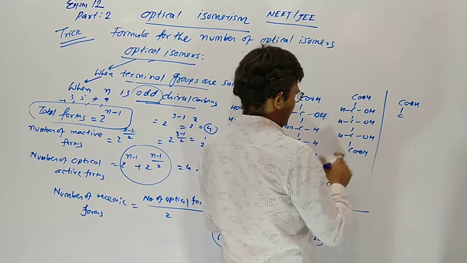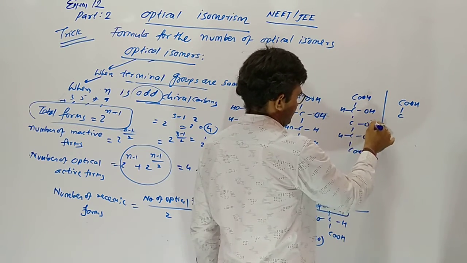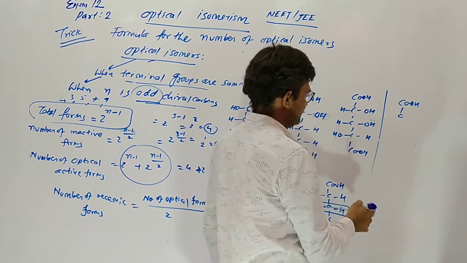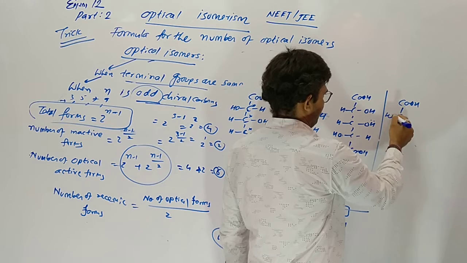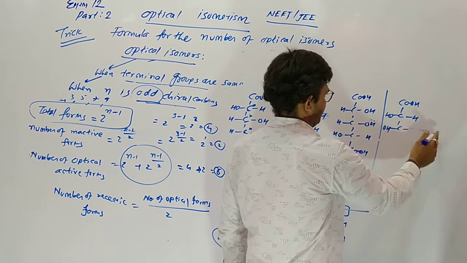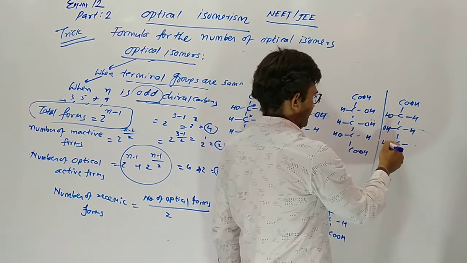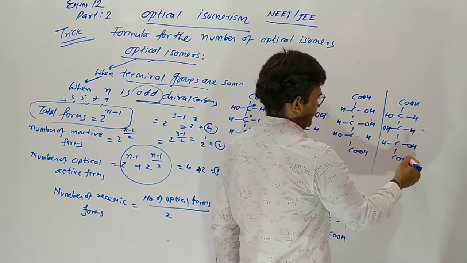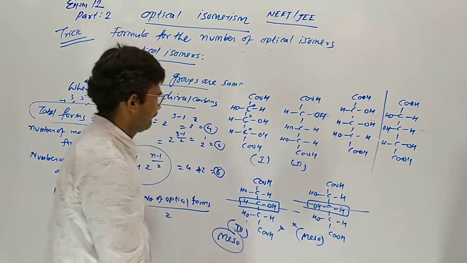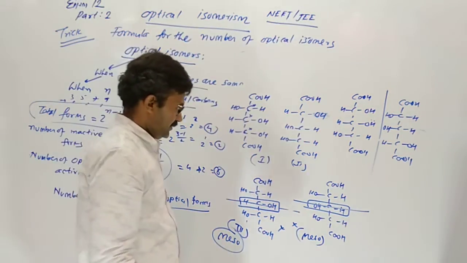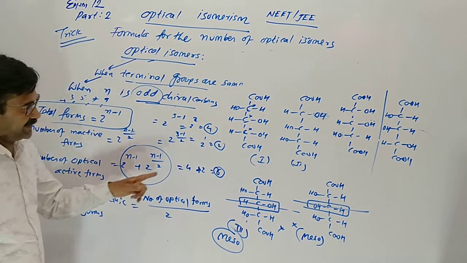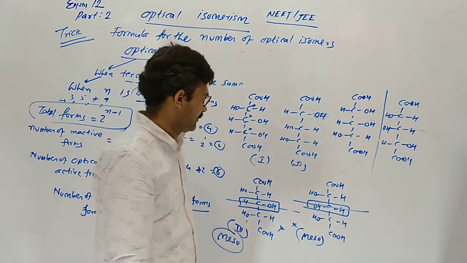No, this is meso. Here is OH and H. So this is not a mirror image. OH, H. Here is H, OH and COOH. 1, 2, 3 and 4. Now total is 6. Now actives are 1, 2, 3, 4.